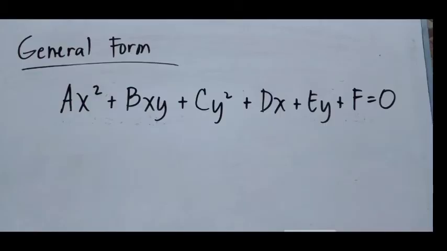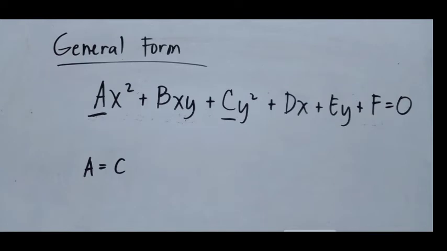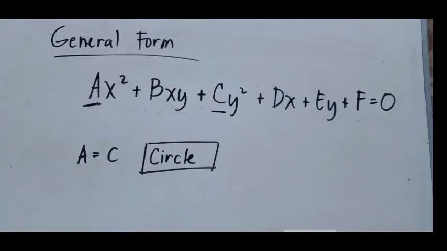So the general form of a conic is ax squared plus bxy plus cy squared plus dx plus ey plus f is equal to 0. But we are only going to focus on ax squared and cy squared, or in our case, a and c. If a is equal to c, or the value of the coefficient a is equal to the value of the coefficient c, then that equation forms a circle.